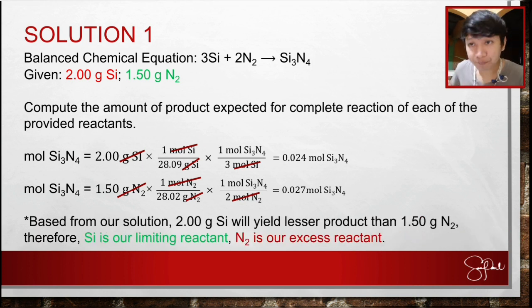So, based on our solution, 2 grams of silicon will yield a lesser amount of product than 1.5 grams of nitrogen gas. Therefore, silicon is our limiting reactant and nitrogen gas is our excess reactant. By just comparing the answers, for silicon we have a smaller answer, for nitrogen we have a greater answer. So silicon is our limiting reactant, nitrogen is our excess reactant. So that's it.